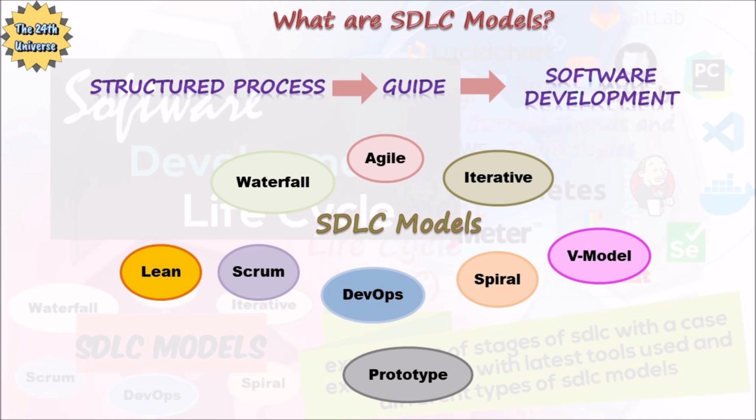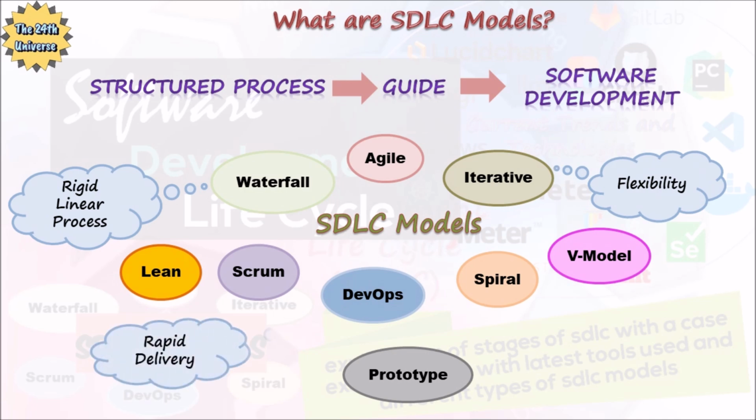in building software systems. Look, different SDLC models exist because every software project has unique needs. Some projects require a rigid linear process while others need flexibility and rapid delivery. Some projects involve high risk, so depending on the project needs, we can choose from the various SDLC models. There are several SDLC models such as Waterfall, Agile, Scrum, V-Model, Iterative, Spiral, DevOps, Lean Software Development, and so on. Let us know them in brief one by one.